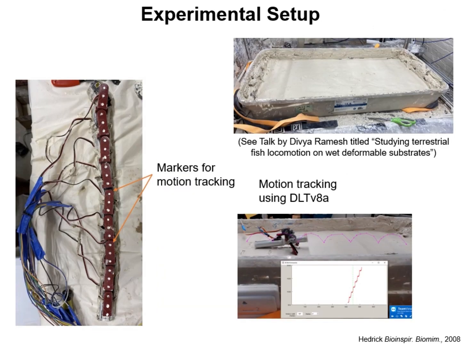All of the experiments were conducted in tubs of controlled mud, and methods for mud making and storage were explained in Vivia's earlier talk. And each robot was marked with evenly spaced white paint markers for motion tracking purposes, which was then conducted using Hedrick's DLT software.